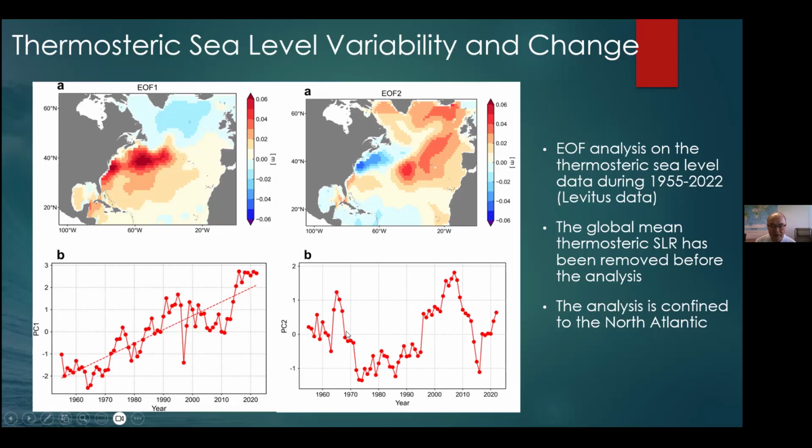So the PC2 time series, you can see, is dominated by variability. So no clear long-term trend for EOF2. So the EOF1 explains more than 30% of the total variance, and EOF2 explains about 10% of the total variance.